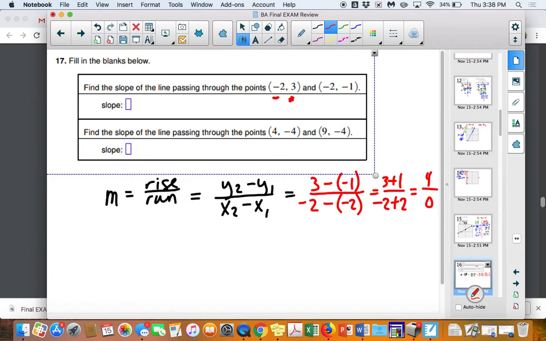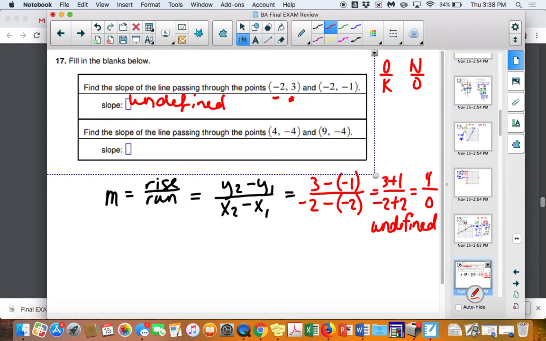Uh-oh. If you type that in your calculator, it's going to start screaming error at you. If you remember that thing I showed you, it's okay to have 0 in top. It is not okay to have 0 in bottom. So this is undefined with 0 in the bottom. So that's what you would need to type: undefined.